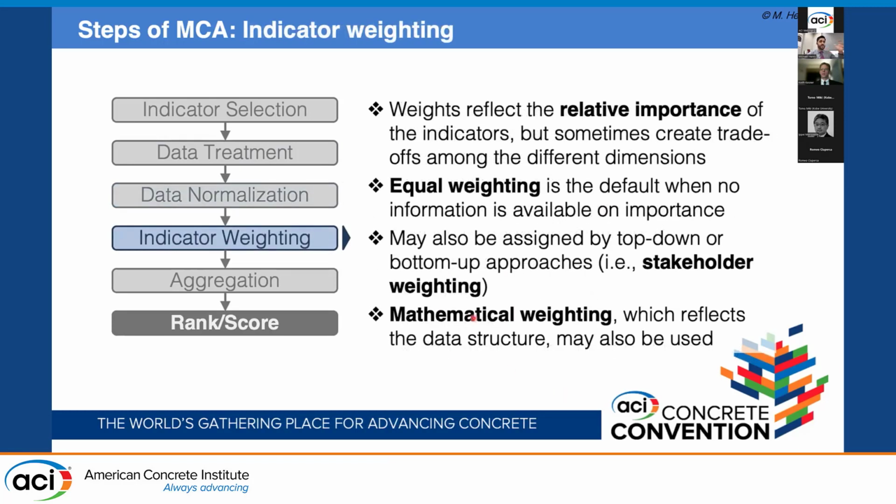The next step is indicator weighting. This is a very important step and also can be quite controversial. This is a step where we apply different weights to the indicators in order to reflect the relative importance of these indicators towards the decision. But this is quite a subjective stage. And so we need to be very careful about the process whereby we go about deciding and applying these indicator weights.